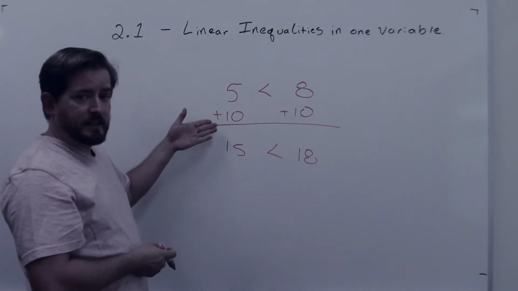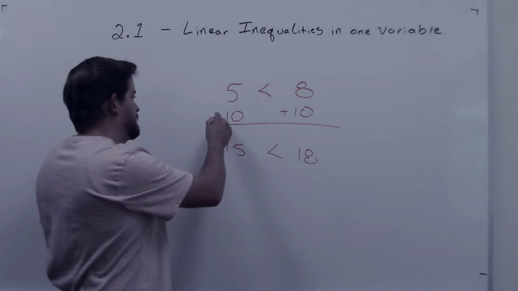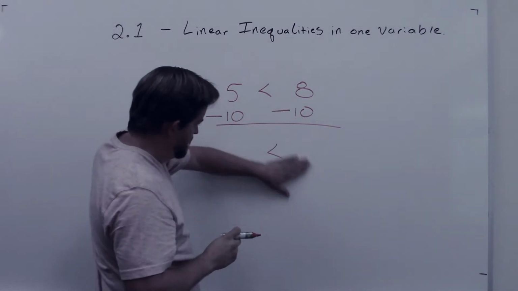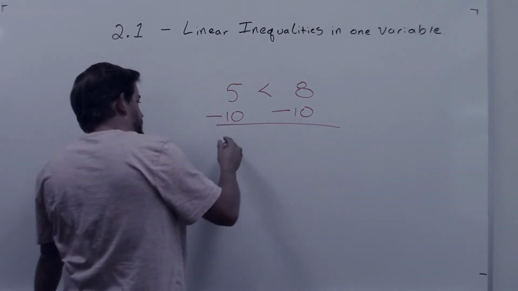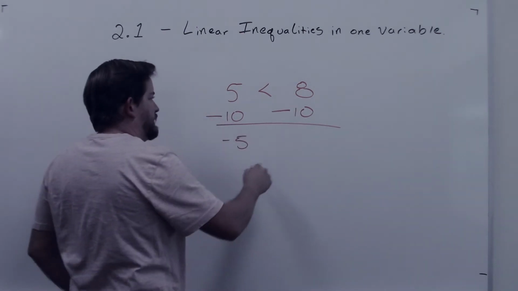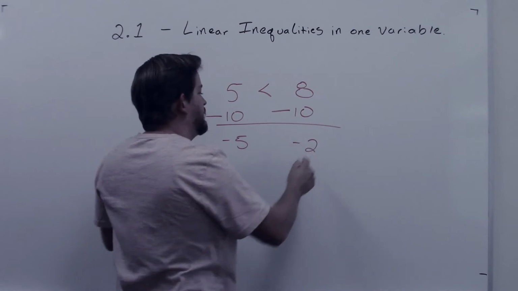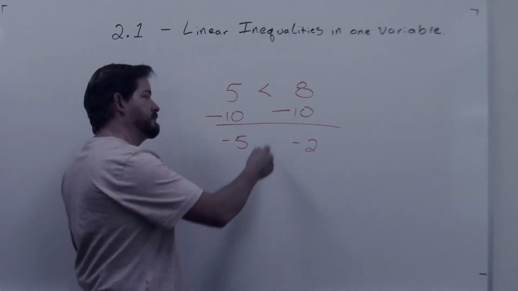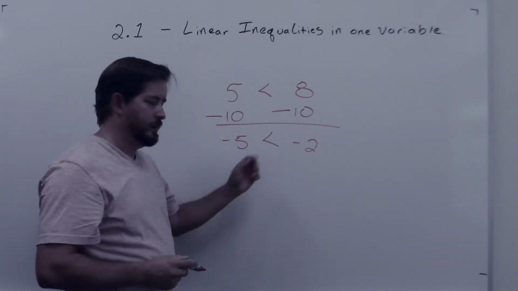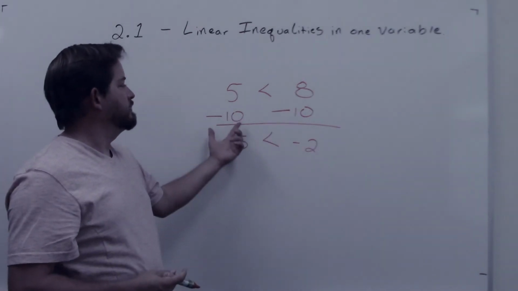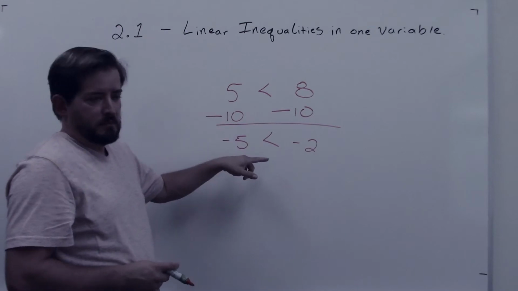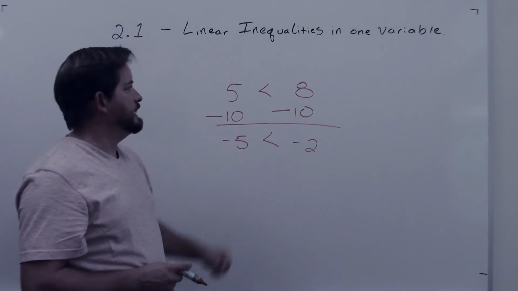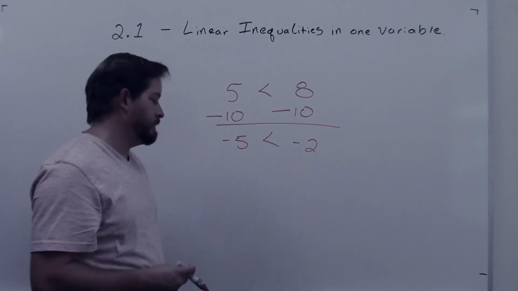Let's say instead of adding 10, I want to subtract 10. Then 5 minus 10 is negative 5. 8 minus 10 is negative 2. And negative 2 is greater than negative 5 because it's to the right on a number line, so I maintain that inequality. There's nothing I can add or subtract here that's going to make that inequality not true. So that's the key. That's the addition principle of inequalities.